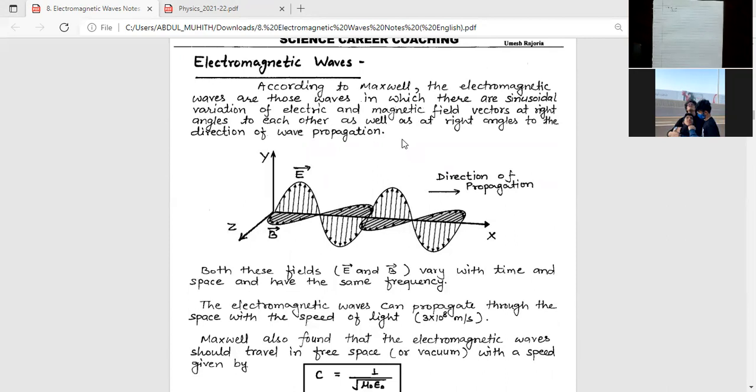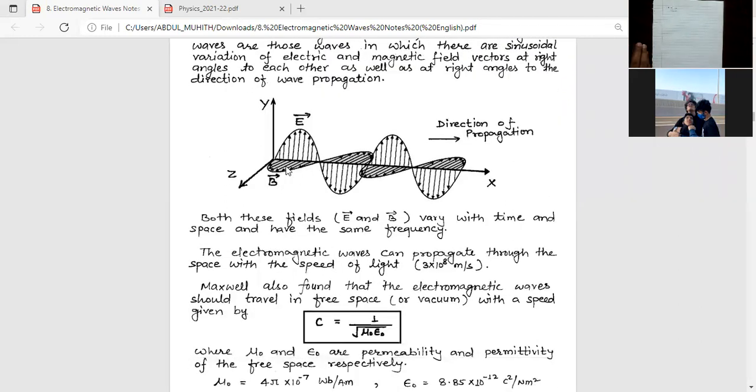So according to Maxwell, electromagnetic waves are those waves in which there are sinusoidal variations of electric and magnetic field at right angle to each other. Means there is an electric wave and a magnetic wave, both perpendicular to each other, and along the x-axis is the direction of propagation of the wave. Both these fields have the same frequency.